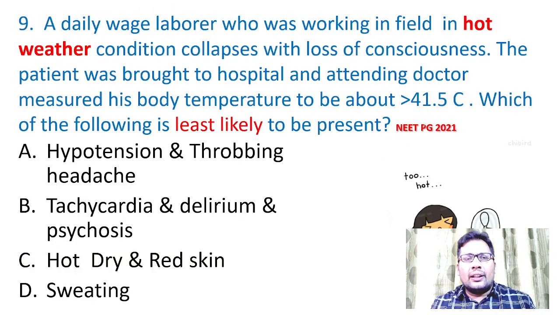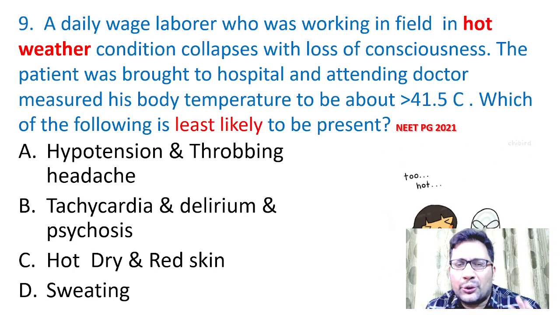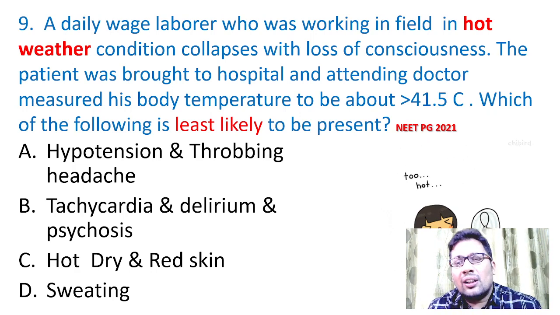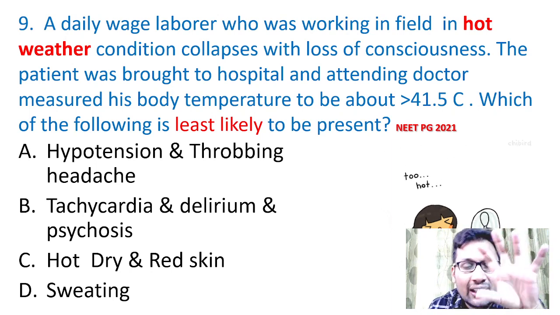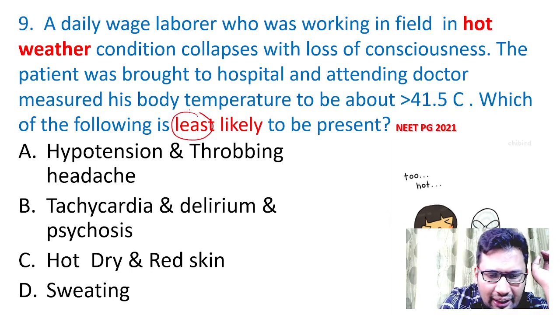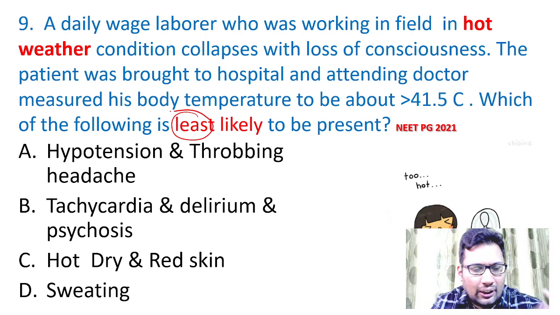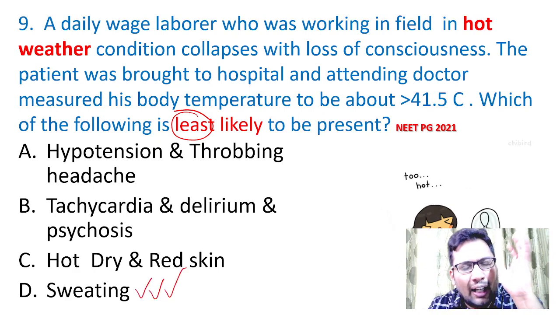Question number 9. A daily wage laborer who was working in the field in hot weather, so it must be some heat stroke, collapses with loss of consciousness. The patient was brought to hospital. The attending doctor measured his body temperature to be about 41.5 degrees Celsius. Which of the following is least likely to occur? Remember, in heat stroke, sweating is absent. It is a repeat question. The answer should be sweating. There can be hypotension.